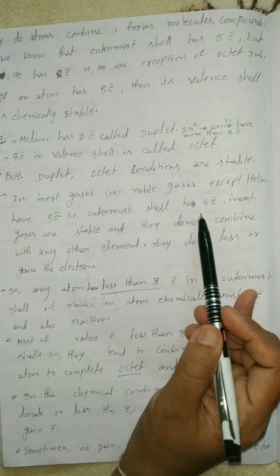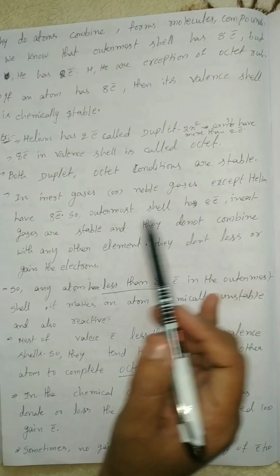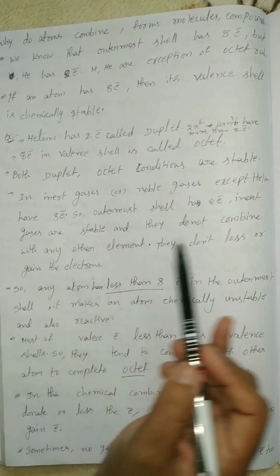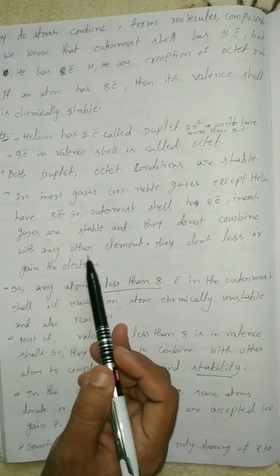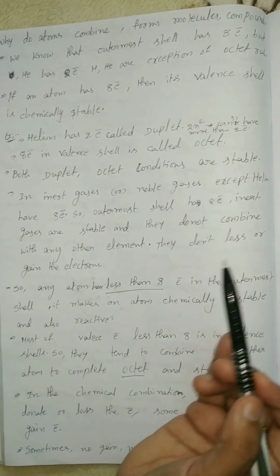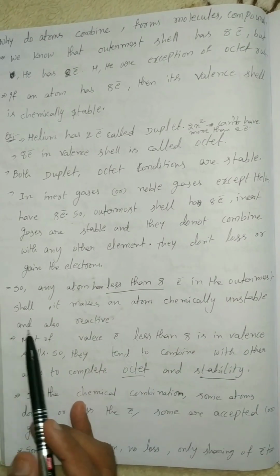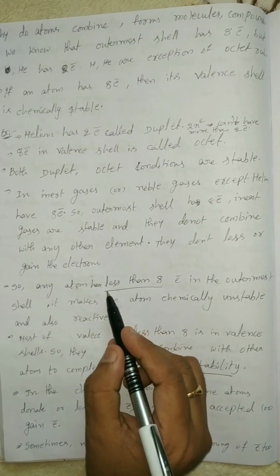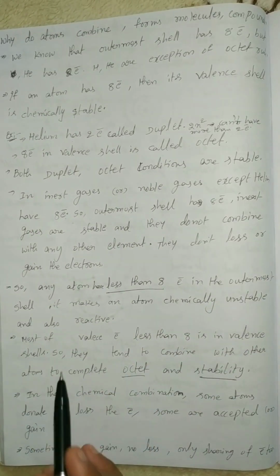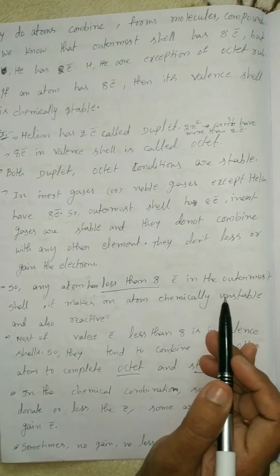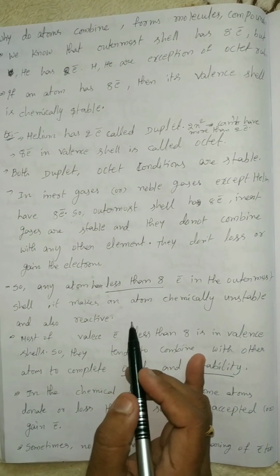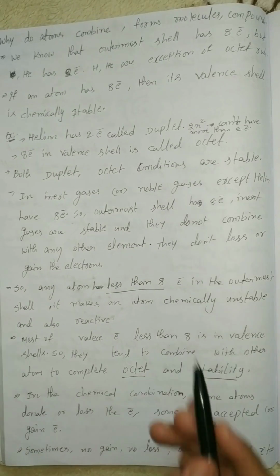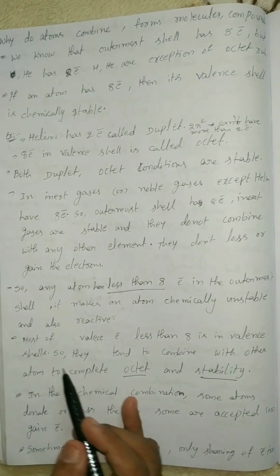So the outermost shell has 8 electrons. Inert gases are stable and they do not combine with any other element. They don't lose or gain electrons. So any atom that has less than 8 electrons, it is very important, any atom that has less than 8 electrons in the outermost orbit, it makes the atom chemically unstable and also reactive.